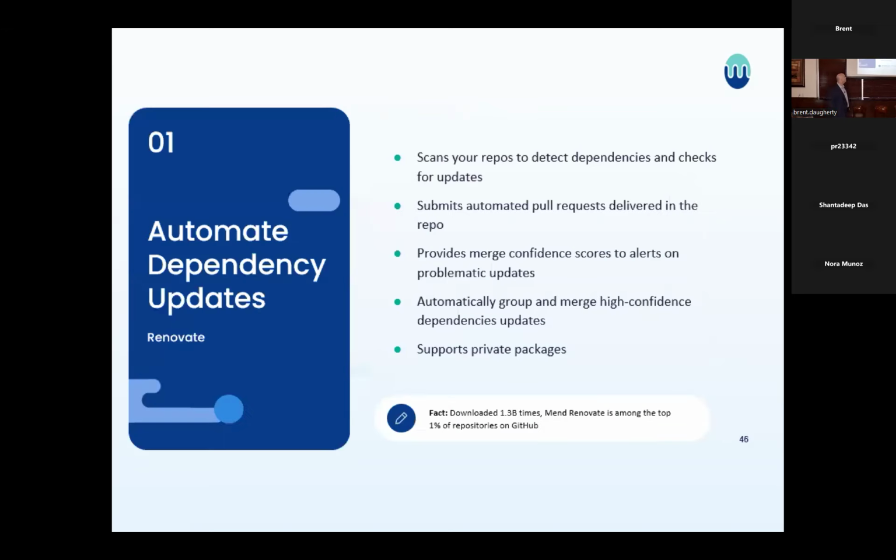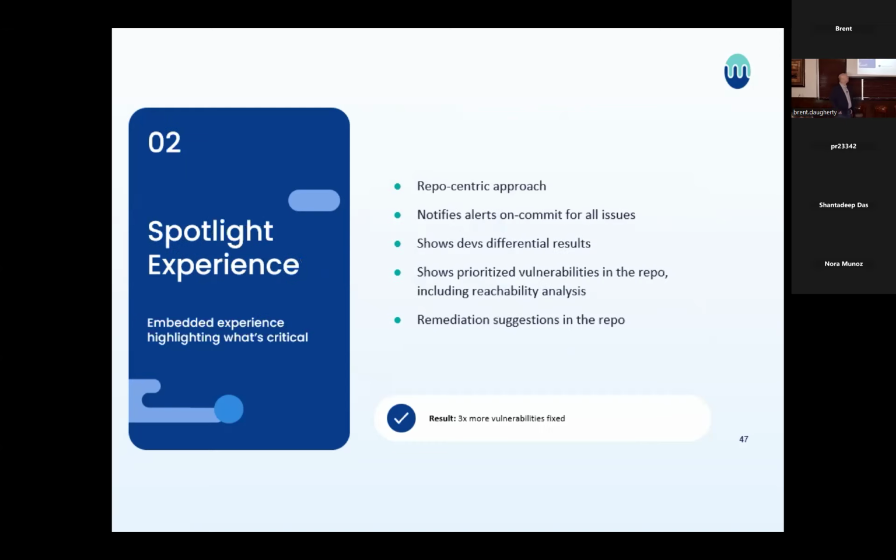Next. All right, so automated dependency updates for Renovate. At the time that I wrote the slide, it had actually 1.3, but now I think it's 1.7-ish billion downloads. Again, it's free. It scans your repos to detect dependencies. It does automatic pull requests. It provides that merge confidence and everything. It even includes private packages. So if you're writing stuff internally, you can point to it and see that your internal stuff has updates.